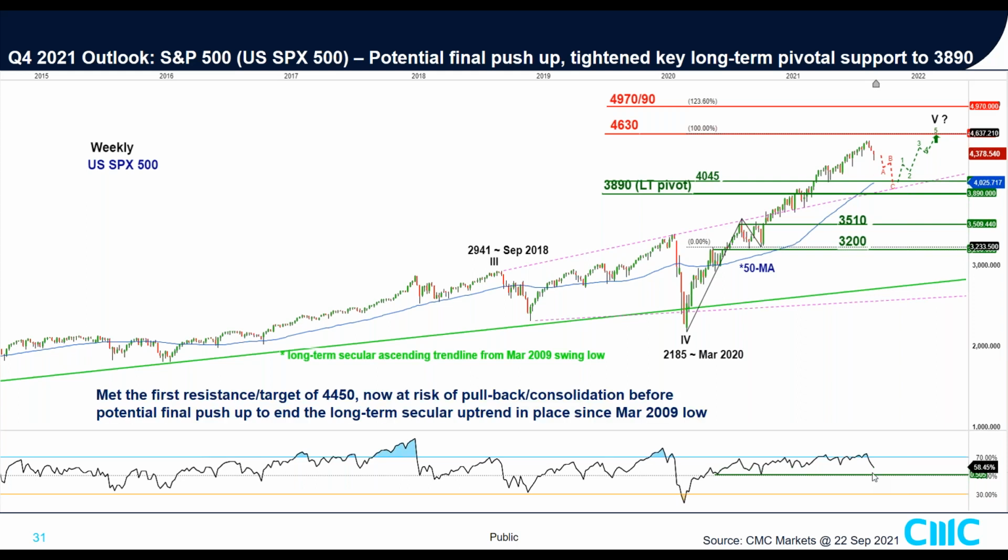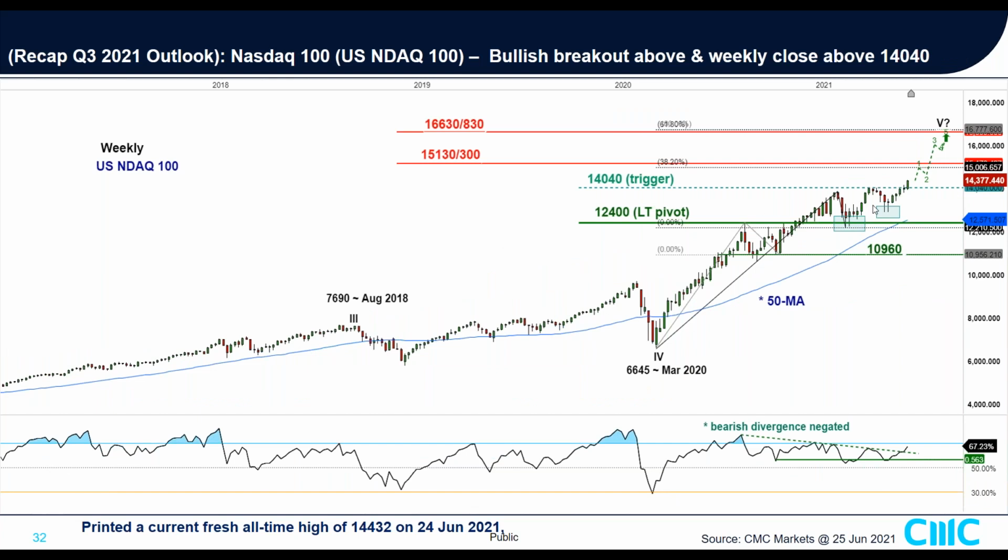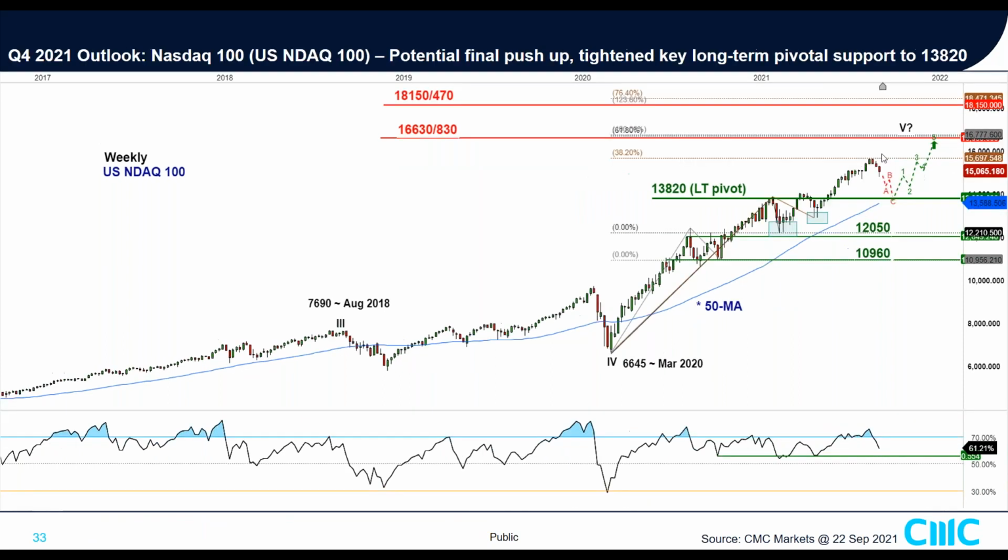Okay, then next will be the Nasdaq. So the Nasdaq broke above this 40.40 upside trigger level, targeting 15,130 slash 15,300, then 16,630 slash 16,830, that wave 5 target. So yep, the profit target has already been met. What we see right now on the weekly is that there's no bearish divergence as well. RSIs are still holding above the 55 level.